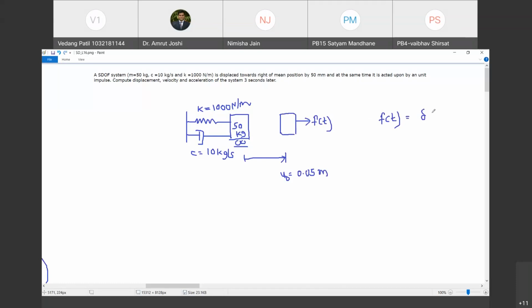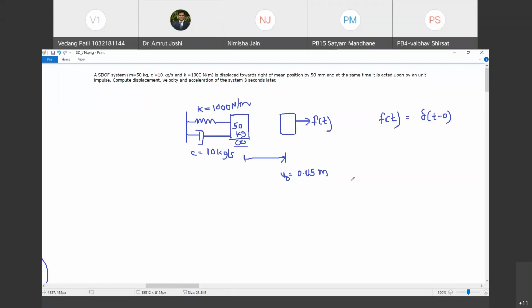So it is delta of t minus tau, so t minus 0. Do you agree with me? Yes, sir. Because it is acted upon at that time itself. So time t equal to 0 is this position. At that very time, a unit impulse has been applied. Do you agree with me?